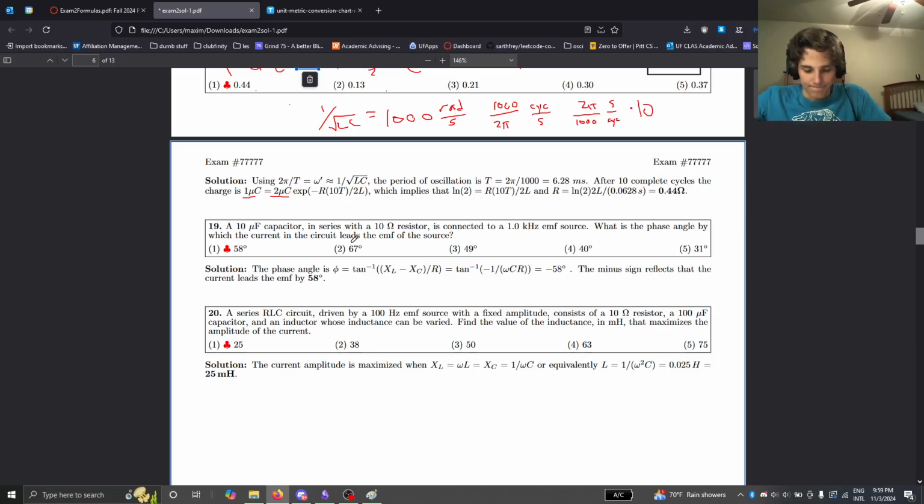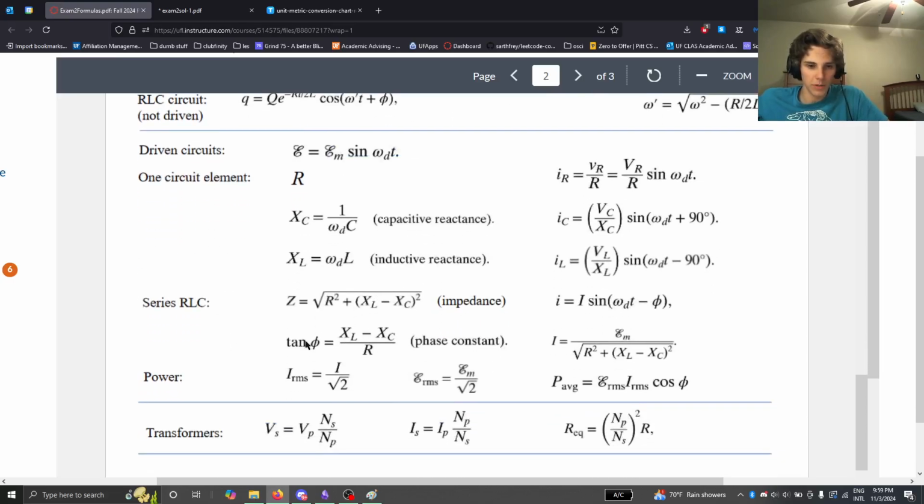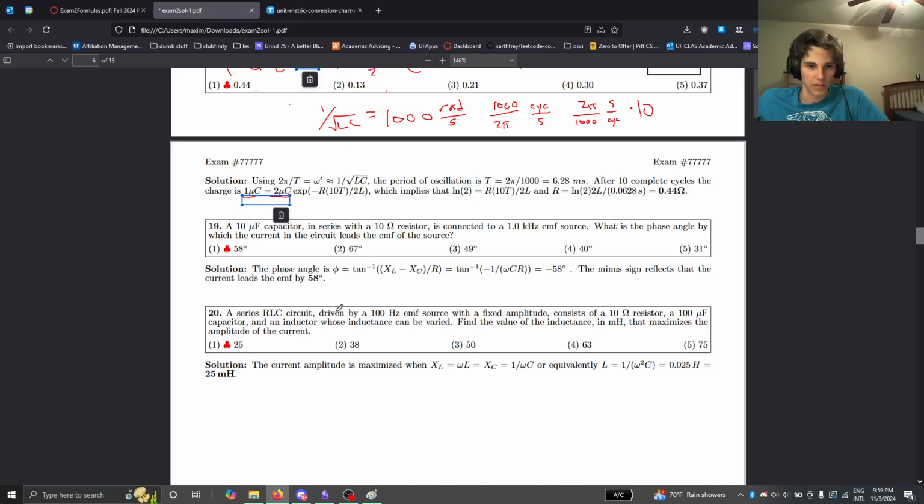Okay, phase angle. Set your calculator to degrees. This is the formula here. When you hear calculate phase angle, this is what you're using. Tangent of the phase angle is equal to XL minus XC over R. This has a resistor and a capacitor. It does not have an inductor, so we can just get rid of this.